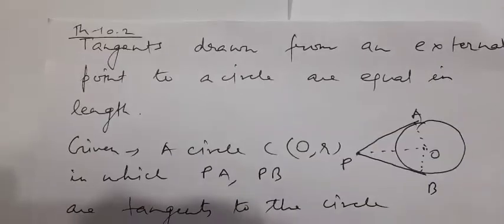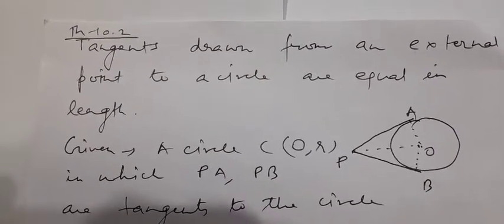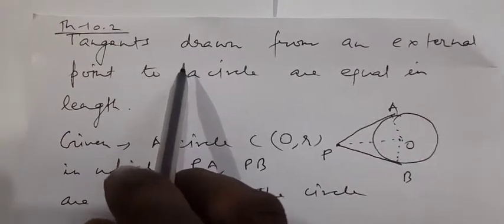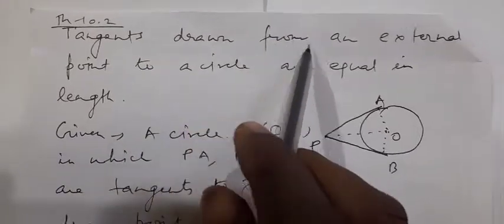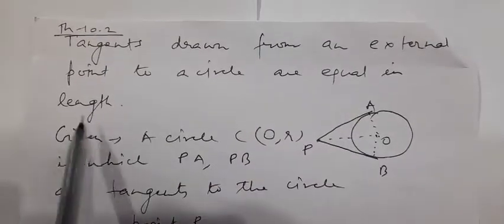Good morning, children. Now we are going to start our exercise 10.2, in which we have theorem 10.2. In this one, tangents drawn from an external point to a circle are equal in length.